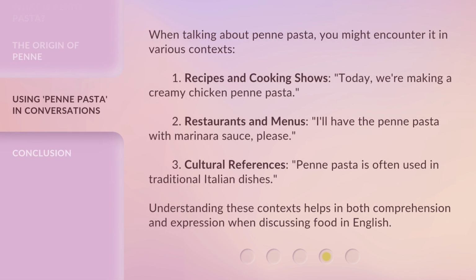When talking about penne pasta, you might encounter it in various contexts. 1. Recipes and cooking shows. Today, we're making a creamy chicken penne pasta. 2. Restaurants and menus. I'll have the penne pasta with marinara sauce, please. 3. Cultural references. Penne pasta is often used in traditional Italian dishes. Understanding these contexts helps in both comprehension and expression when discussing food in English.